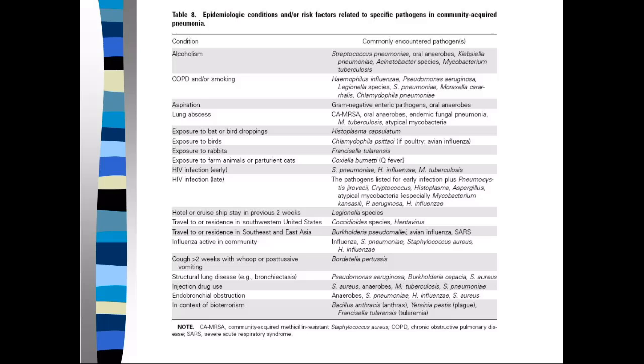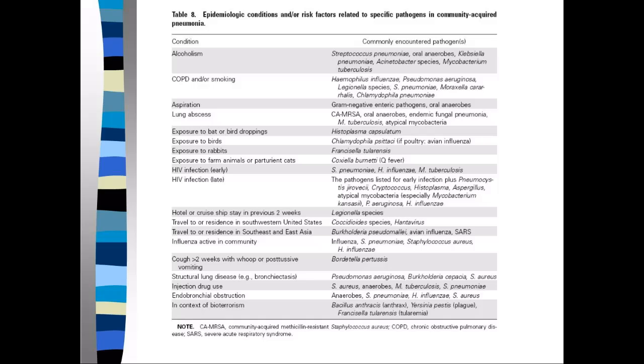So of course, we associate certain risk factors with certain types of pneumonia. Remember that patients who are alcoholic are at risk for Streptococcus pneumoniae, but also oral anaerobes, occasionally Klebsiella, MTB, and so forth. Haemophilus and Moraxella tend to be more prevalent with COPD. Think about aspiration as an etiology for gram-negative rods and anaerobes.